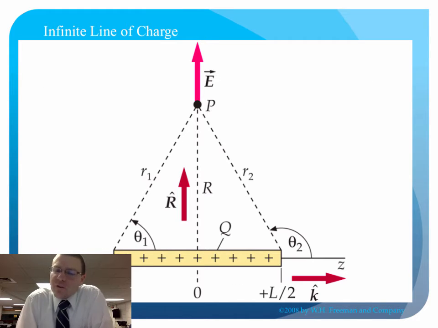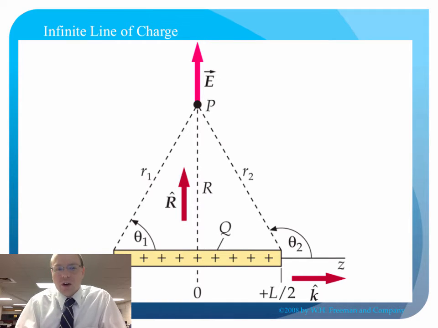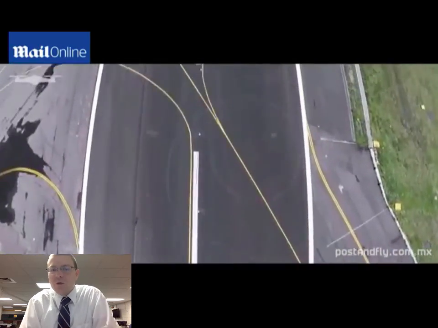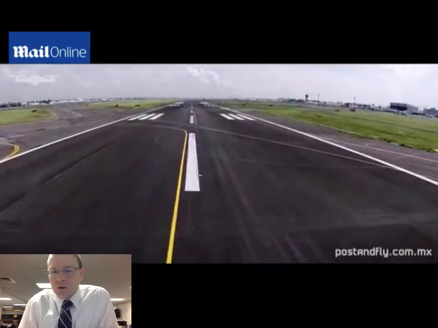So that brings us to an infinite line of charge. And what do I mean by an infinite line of charge? I mean that you've got a line that goes out so far in every direction, kind of like what you're seeing here in these drone videos of someone flying over an airport.